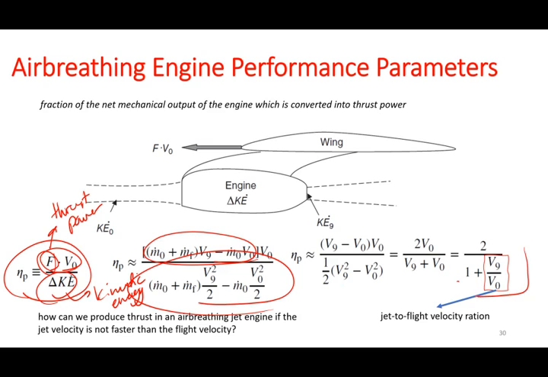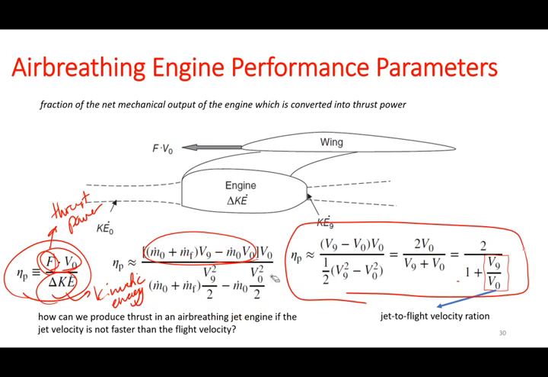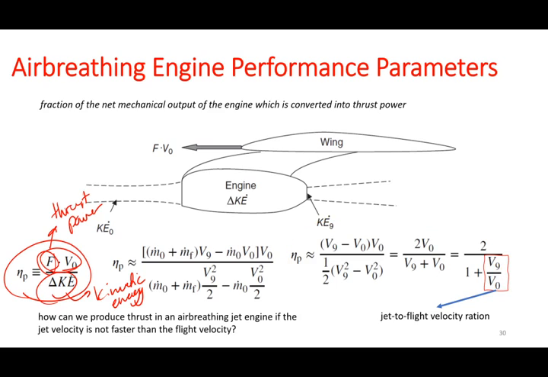This is the propulsive efficiency equation you are going to get. And this ratio is your jet velocity versus the flight velocity. So in theory, this efficiency can be 1 when your jet velocity is equal to flight velocity, but this is not something that can really happen in the real world. Okay.